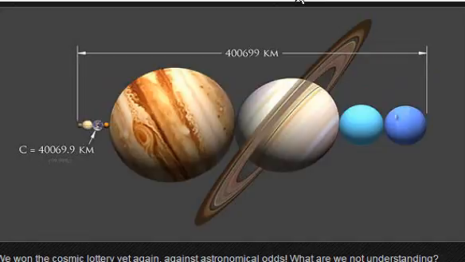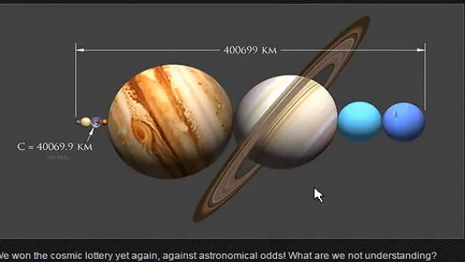And here we have some picture made by Scott. C is circumference, here it is 40,069.9 kilometers, okay, and here the combined diameters of Mercury, Venus, Mars, Earth, Mars, Jupiter, Saturn, Uranus, and Neptune is 400,699 kilometers. Okay, so we see here that the number 400699 appears 2 times here.